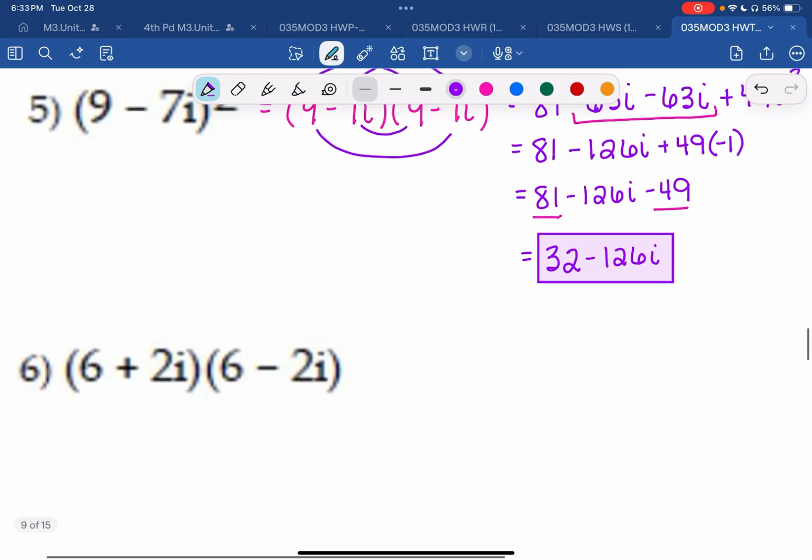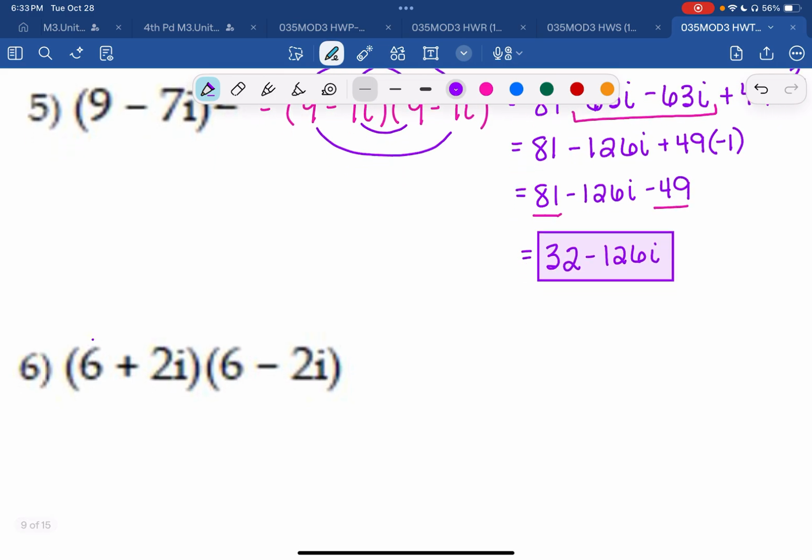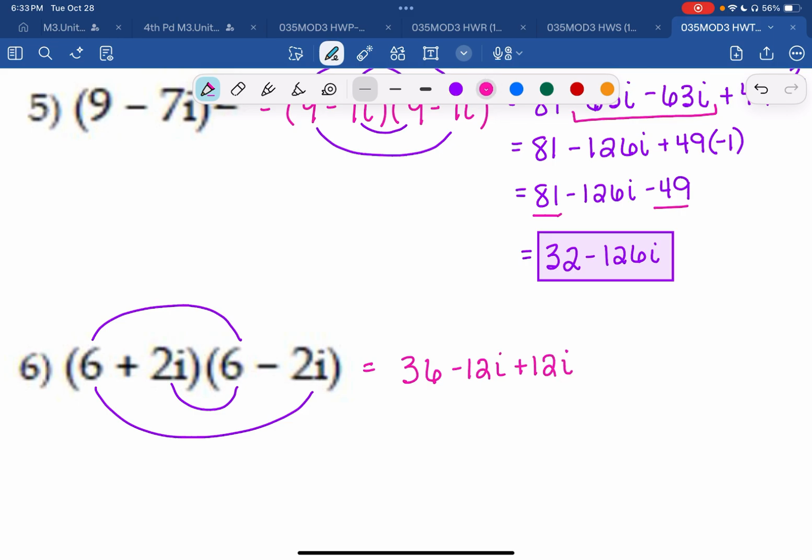Okay, let's look at another one. So here again, I'm going to start by distributing. So I've got 6 times 6, so 36. Got 6 times -2i, so minus 12i. Positive 2i times 6, so plus 12i. And then 2i times negative 2i, so minus 4i squared. So we're going to clean that up.